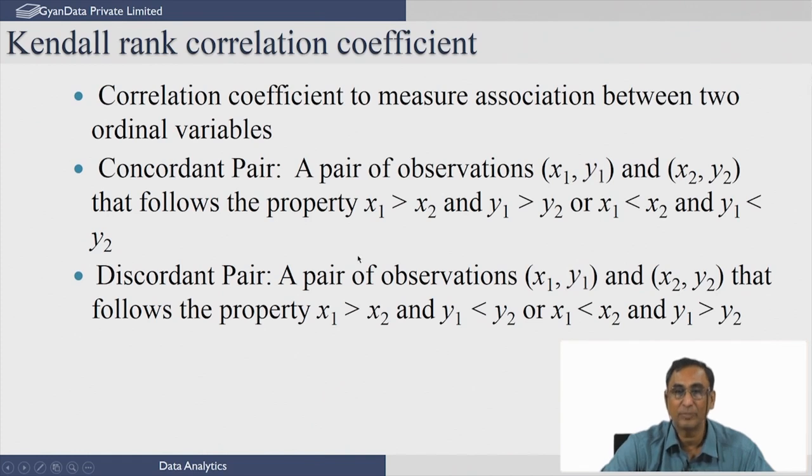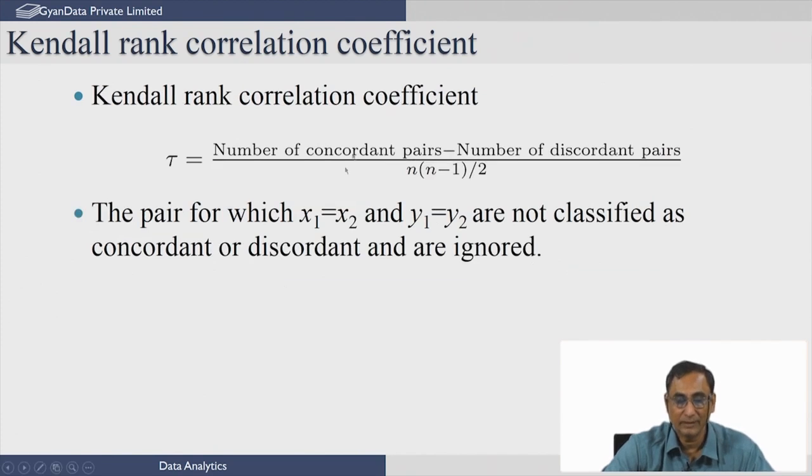On the other hand, if there is an opposite kind of relationship, so if you take two data points x1, y1 and x2, y2, and we find that x1 is greater than x2 but the corresponding y1 is less than y2, or x1 is less than x2 but y1 is greater than y2, then we say it is a discordant pair. So, we take every pair of observations in a sample and assign whether it is a concordant or discordant pair. Let us take an example and look at it.